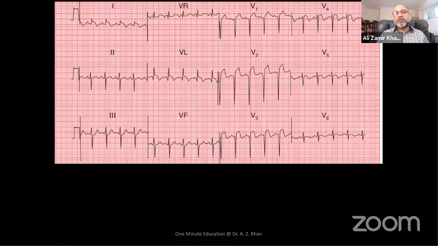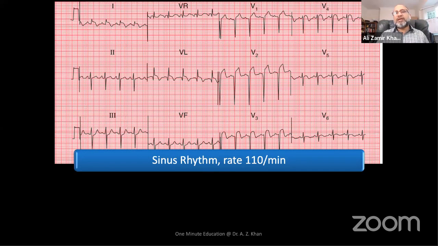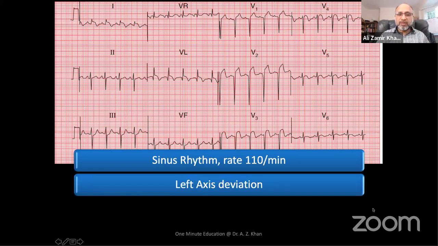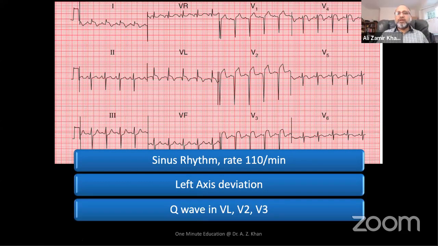All right, so this one, if you look carefully, the rhythm is sinus. If you calculate the axis, there is actually a left axis deviation in this slide. Sorry about that. Left axis deviation. There is Q wave in aVL, V2, and V3. Okay. And there's ST elevation in aVL, V2 to V5. Look carefully. There is ST elevation. Yeah. There's something going on here. But it is being sustained through V4 and V5.